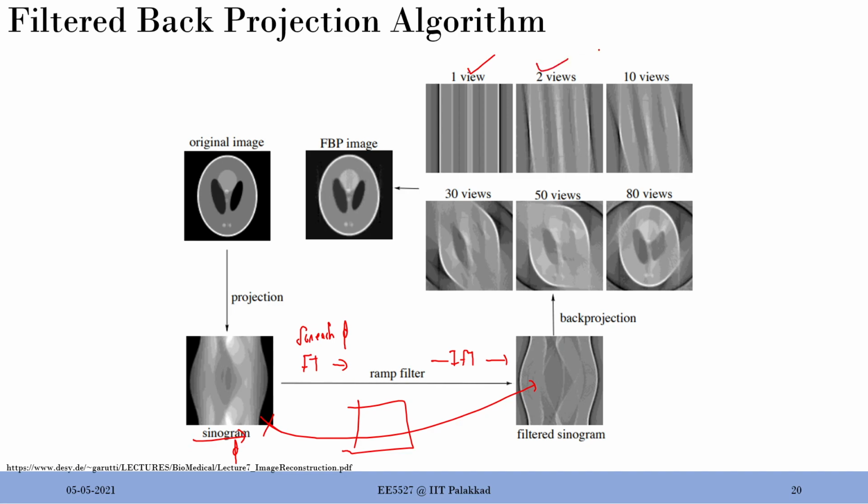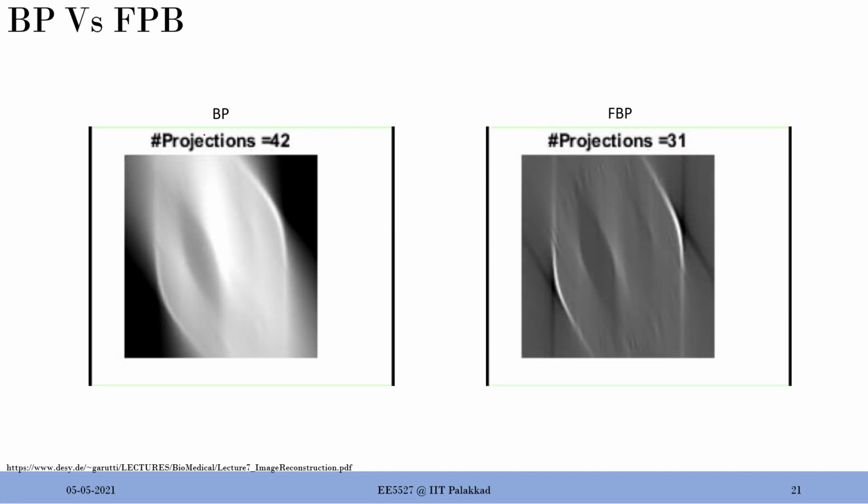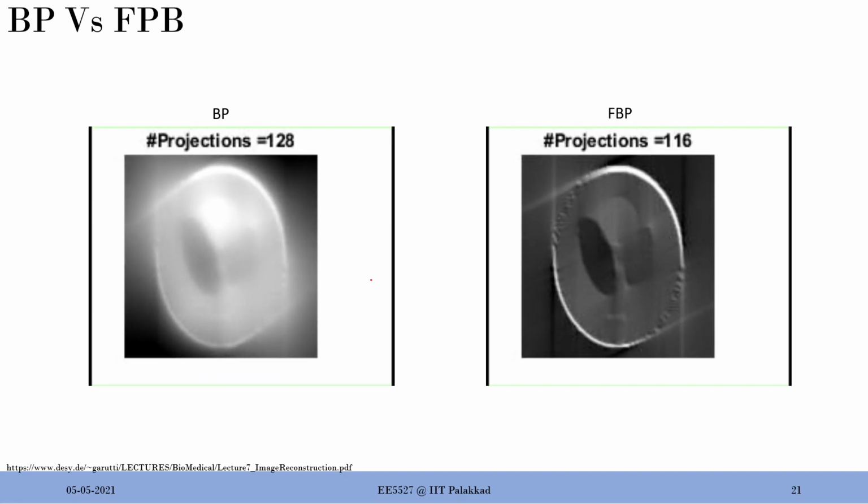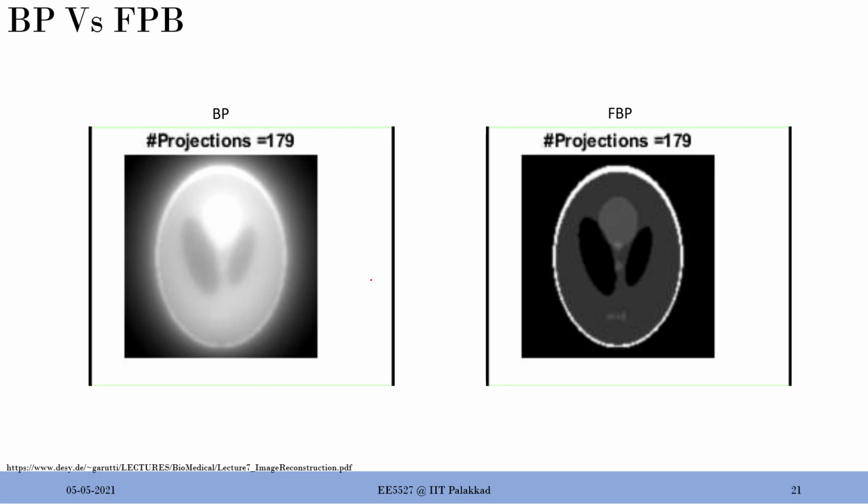So 1 angle, 2 angle, 10 angle, 30 angle, 50 angle, 80 angle, and finally you get this. So that you can see almost they are same. It's not bad compared to the normal back projection algorithm that we were talking about. It's a very good image that we are getting. So I have, in fact, the comparison here. This is the normal back projection, this is the filtered back projection, and you can see the difference. Okay, so a very simple RAM filter, and you can already see the difference.